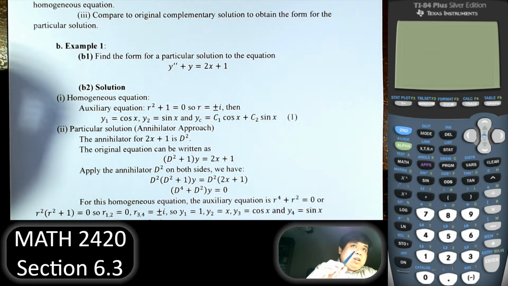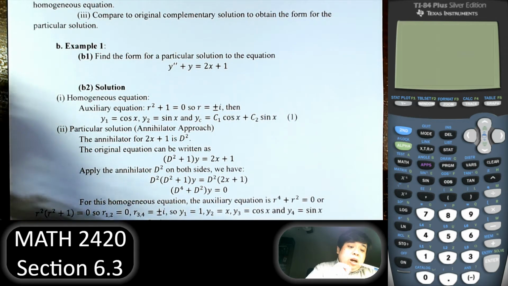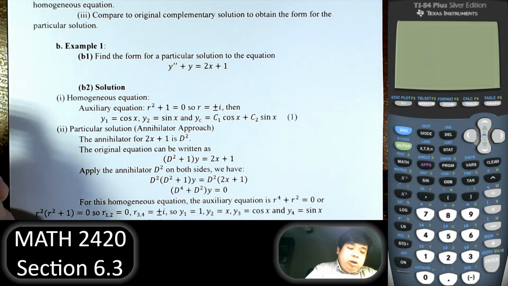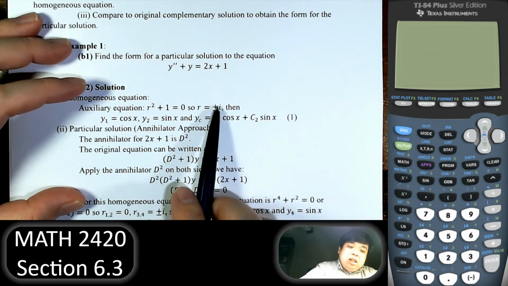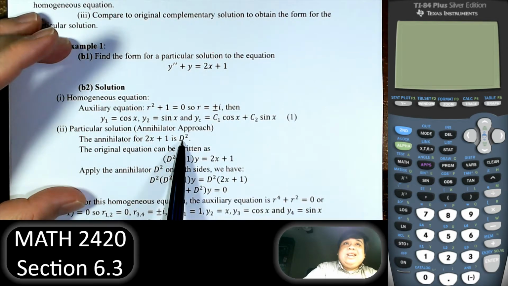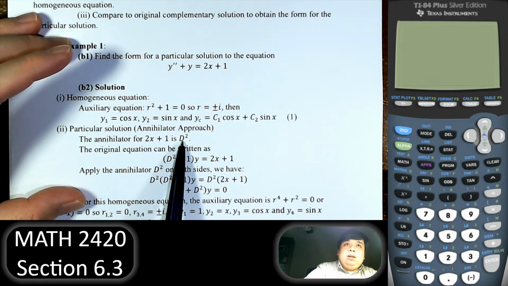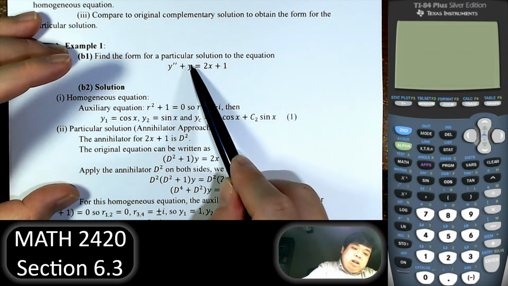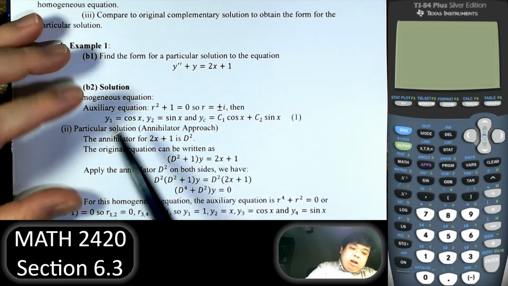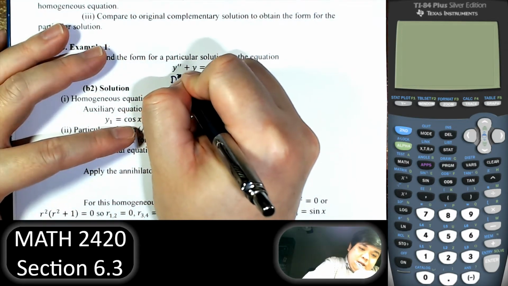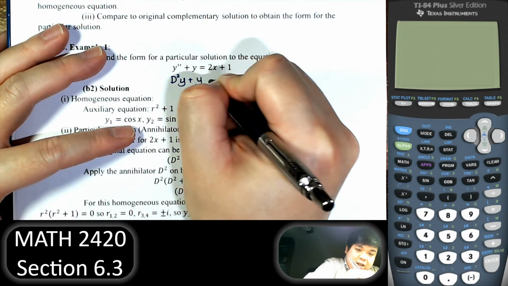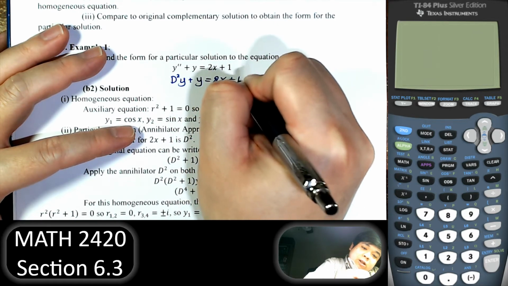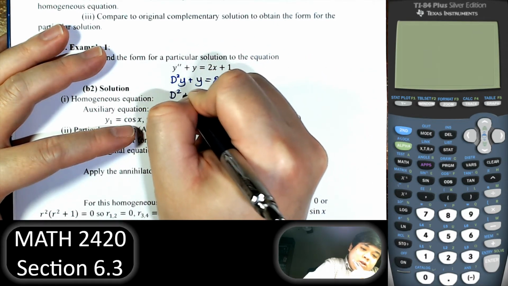Now, for the particular solution, we will use the annihilator approach. First, to annihilate the right hand side, we're going to need d squared. And now the original equation, instead of writing this form, I can write d squared y plus y equal to 2x plus 1. So we can factor out d squared plus 1.